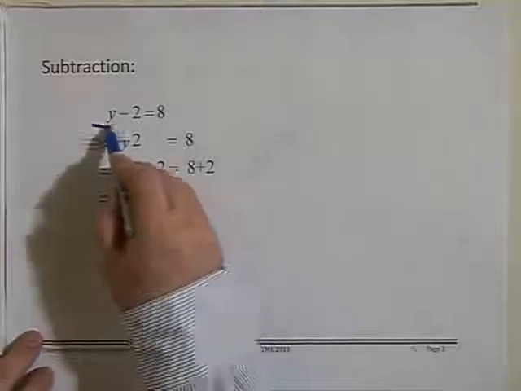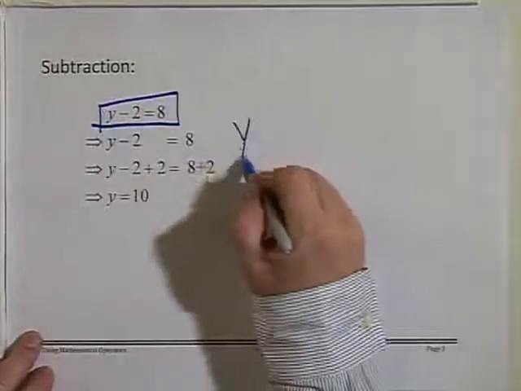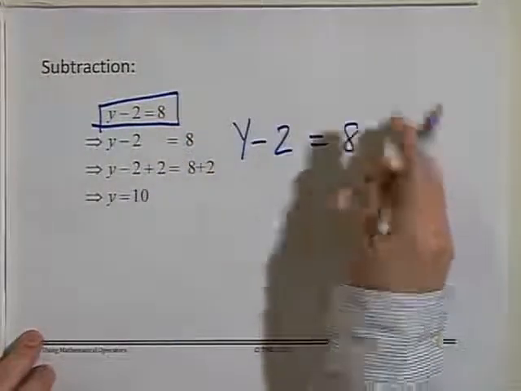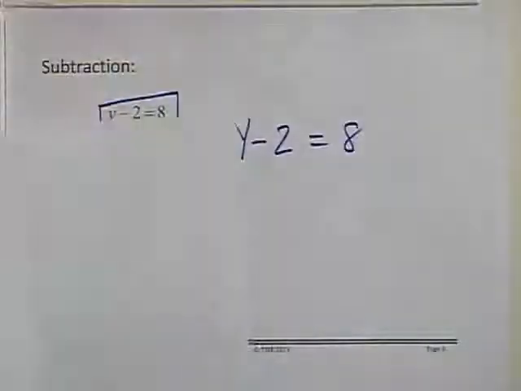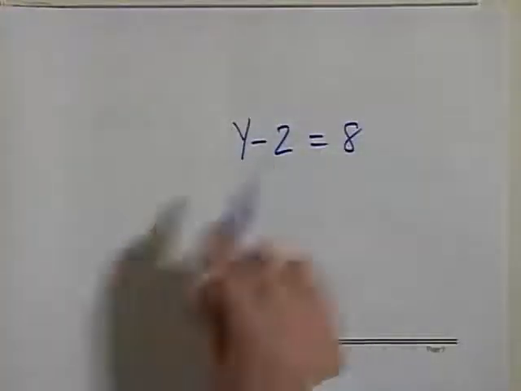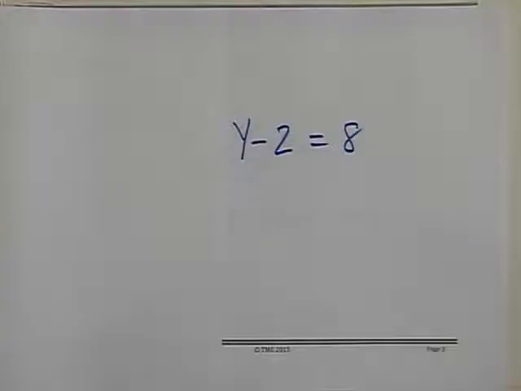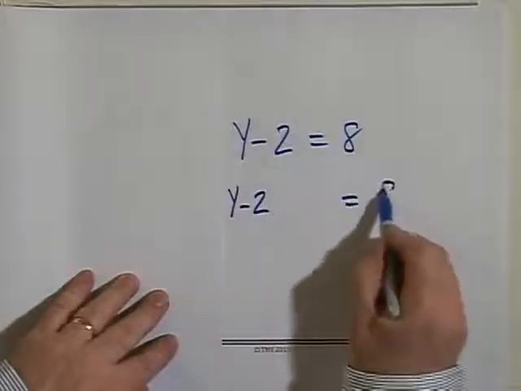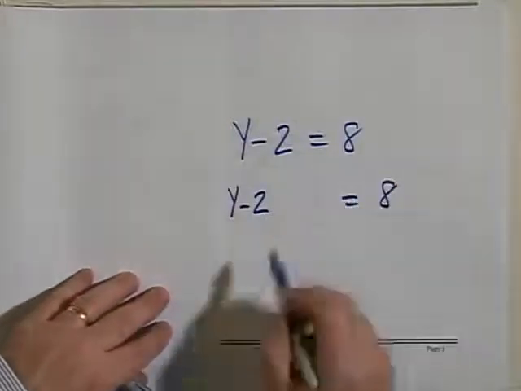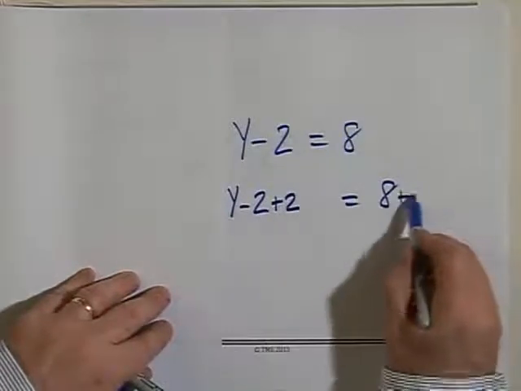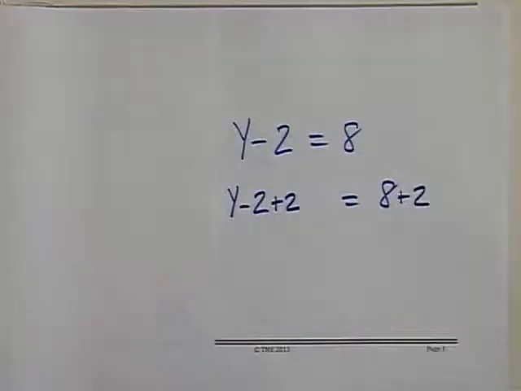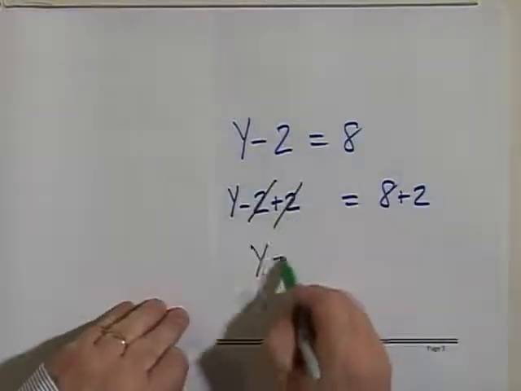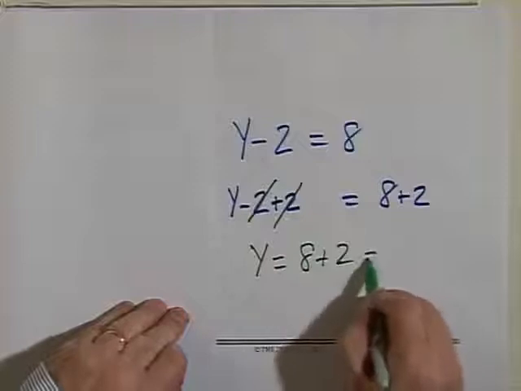Y minus 2 is 8. Now, looking at it again, what's the twin of minus? What gets rid of a minus? Plus. So we say y minus 2 is 8, but we say plus 2 on this side and plus 2 on that side. And again, they cancel. Y is equal to 8 plus 2, which is 10.